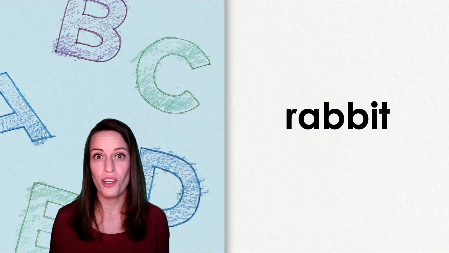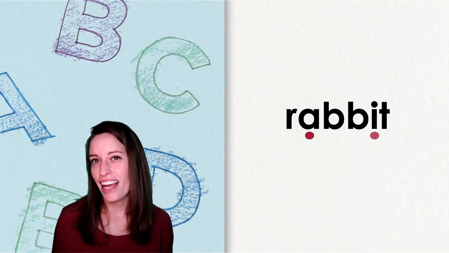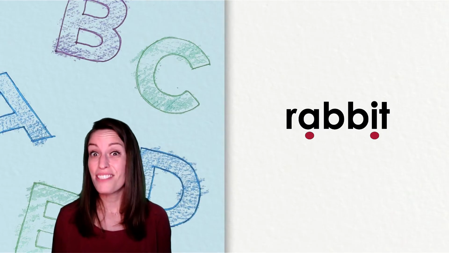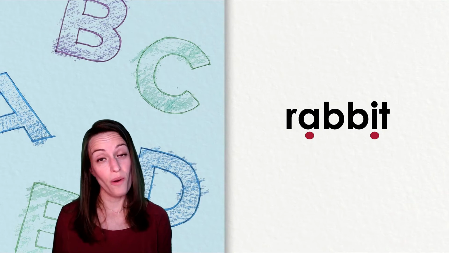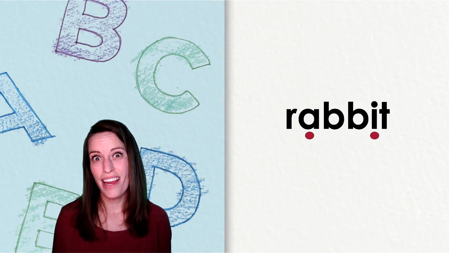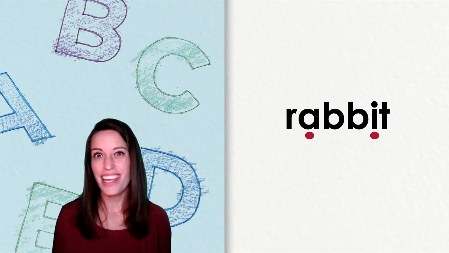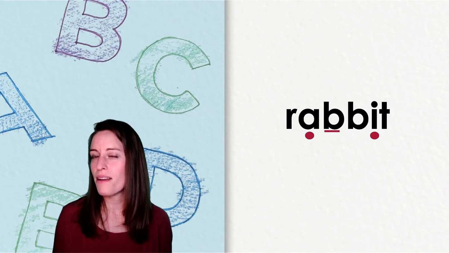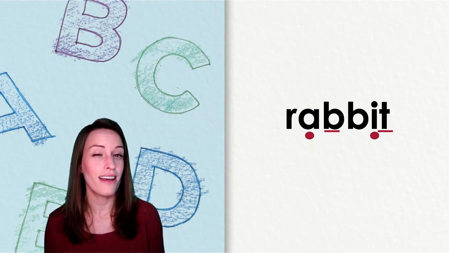That's right, there are 2. A and i. What kind of sounds do these vowels make? Long or short? That's right, they are both short vowel sounds. Look, the a is closed in by the b, and the i is closed in by the t.